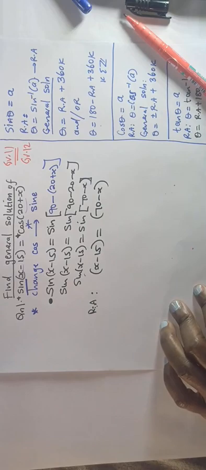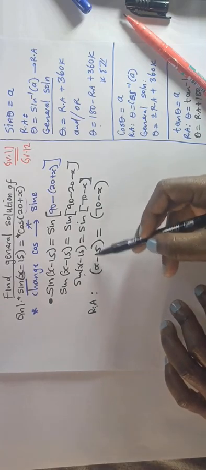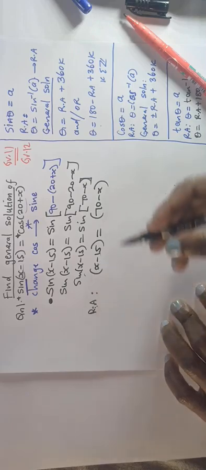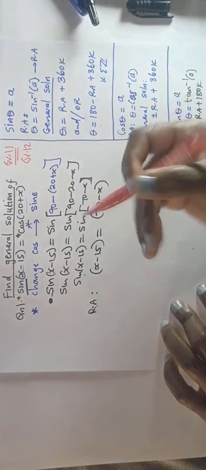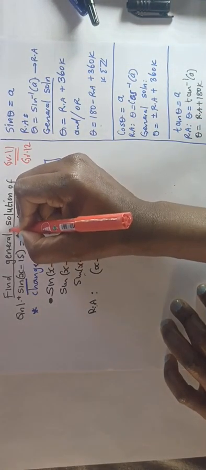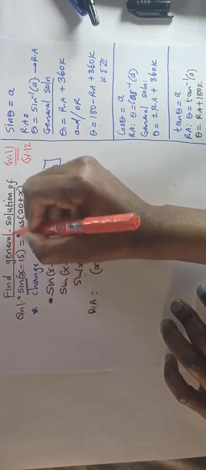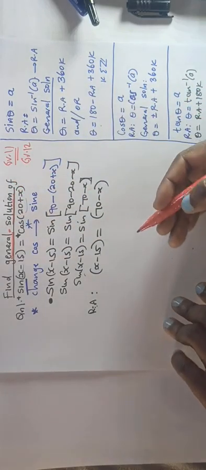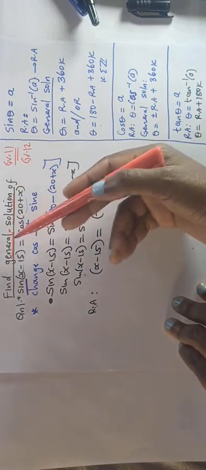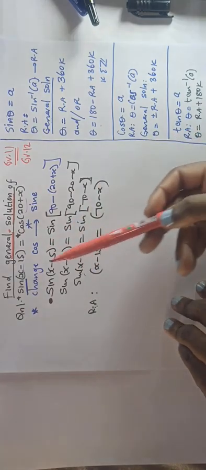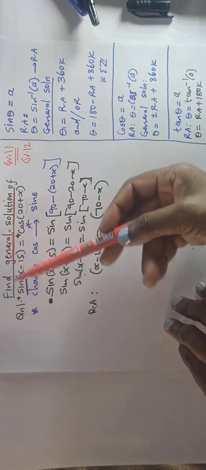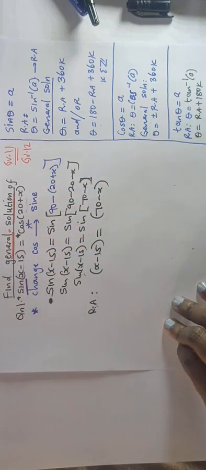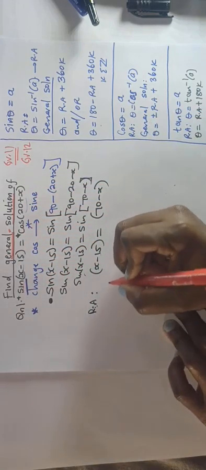So now we don't have to make x subject of the formula here because the question has the words general solution. General solution means find all the angles. Find all the angles that if you substitute in here, the left will be equal to the right. So to find all the angles, we use the period.